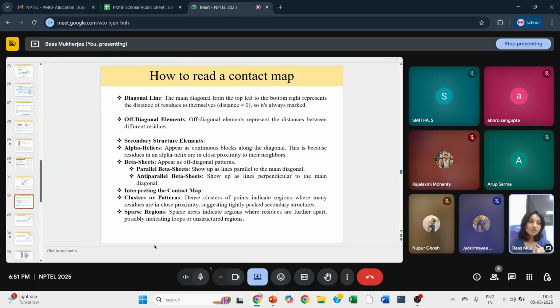So how do you interpret the contact map? Dense clusters of points indicate regions where many residues are in close proximity, suggesting a tightly packed secondary structure. And sparse regions indicate where the residues are further apart, possibly indicating loops or unstructured regions.